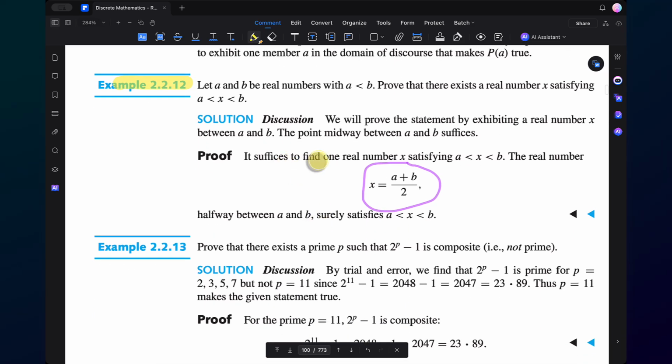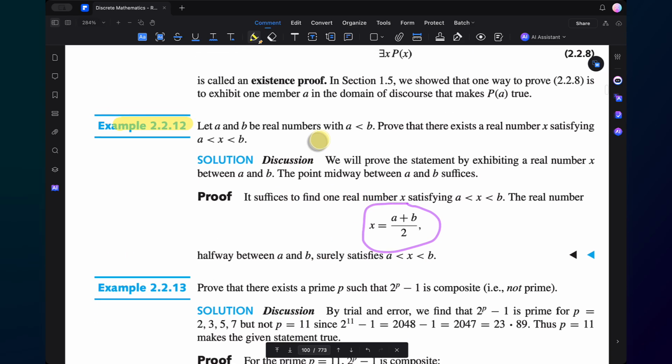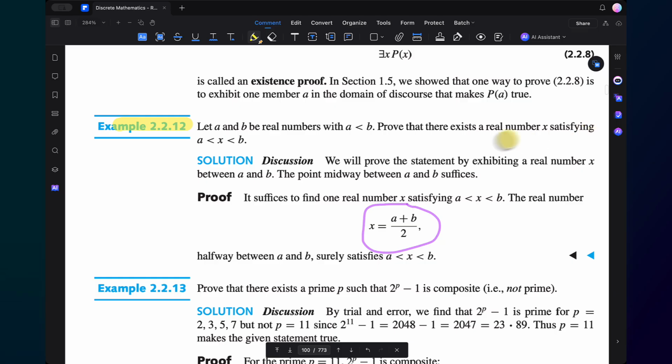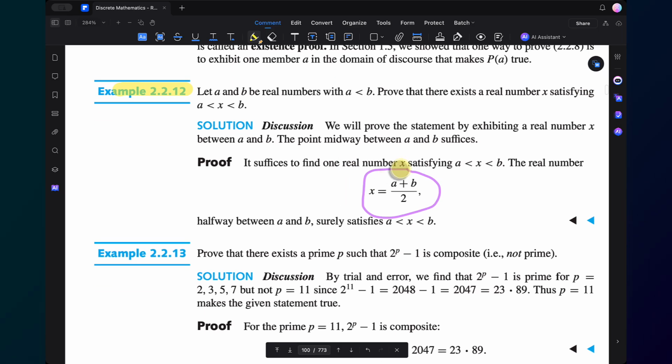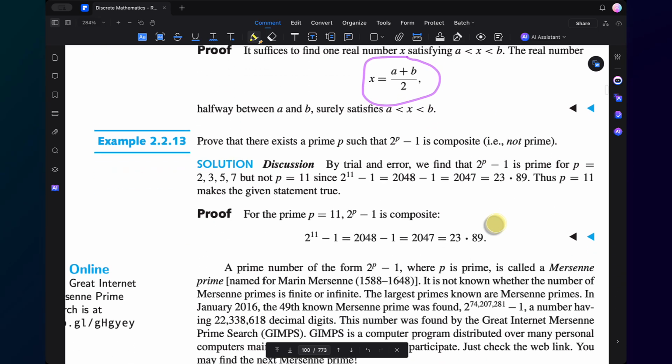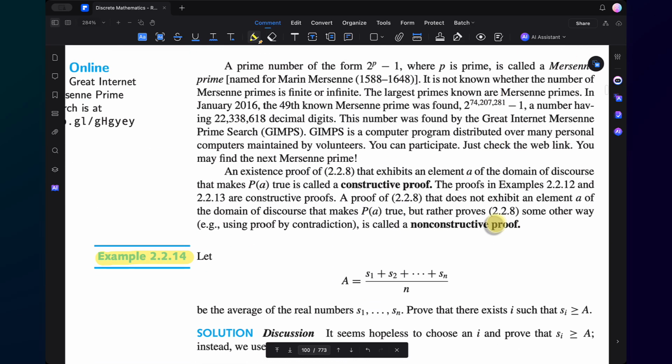It suffices to find one real number, because it says prove that there exists, right? One real number x satisfying that, and there it is, right? So one halfway between A and B. So that's an existence proof, right?